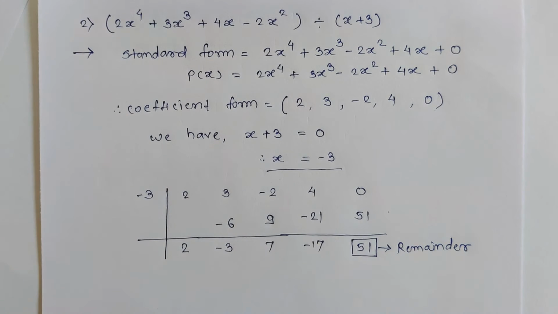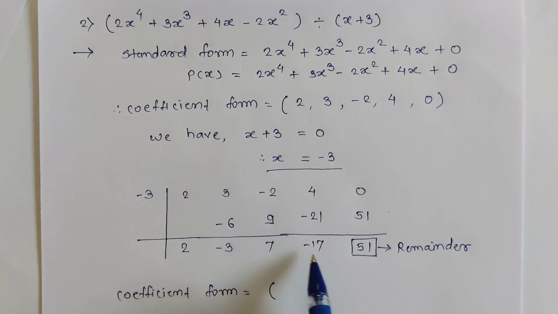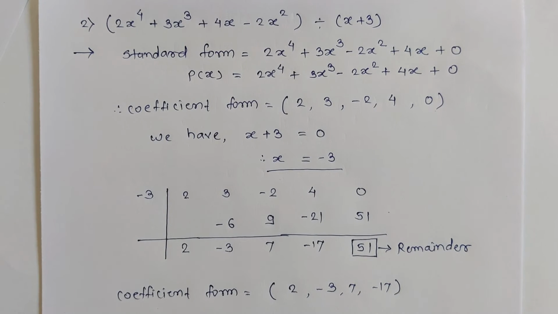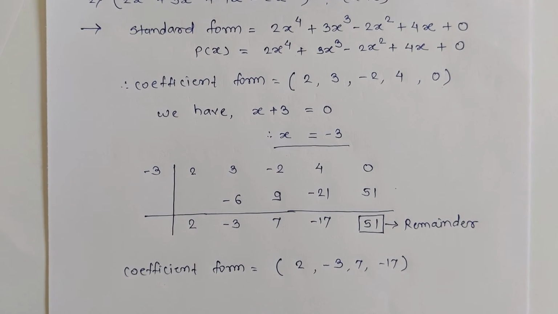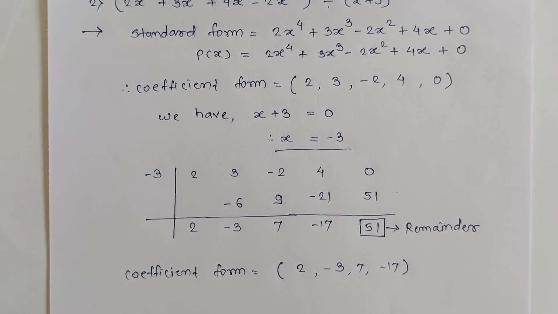So we'll get the remainder, and to find the quotient we have to write the coefficient form of the remaining terms. That is, the coefficients of the remaining terms are 2, minus 3, 7 and minus 17. So you should write that in brackets: 2, minus 3, 7 and minus 17. So this is the coefficient form of the quotient. We have to convert it into the standard form of a quotient.